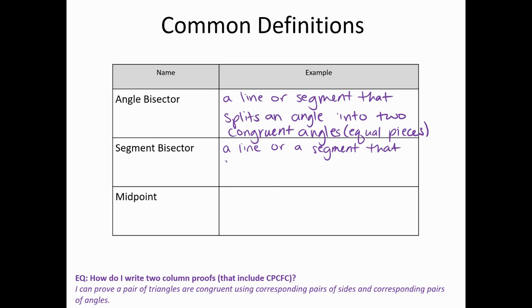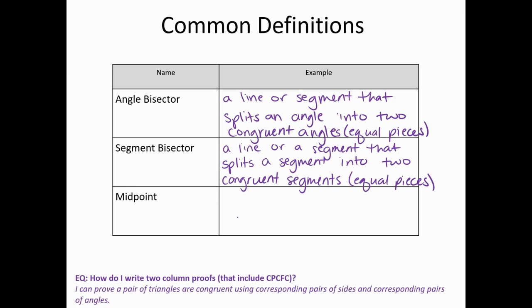That splits, and this time because it's a segment bisector, instead of splitting an angle, we're going to be splitting a segment. So it's almost the same definition as above, just the thing that we're splitting into parts is different. So a line or a segment that splits a segment into two congruent segments, or we might say two equal pieces.